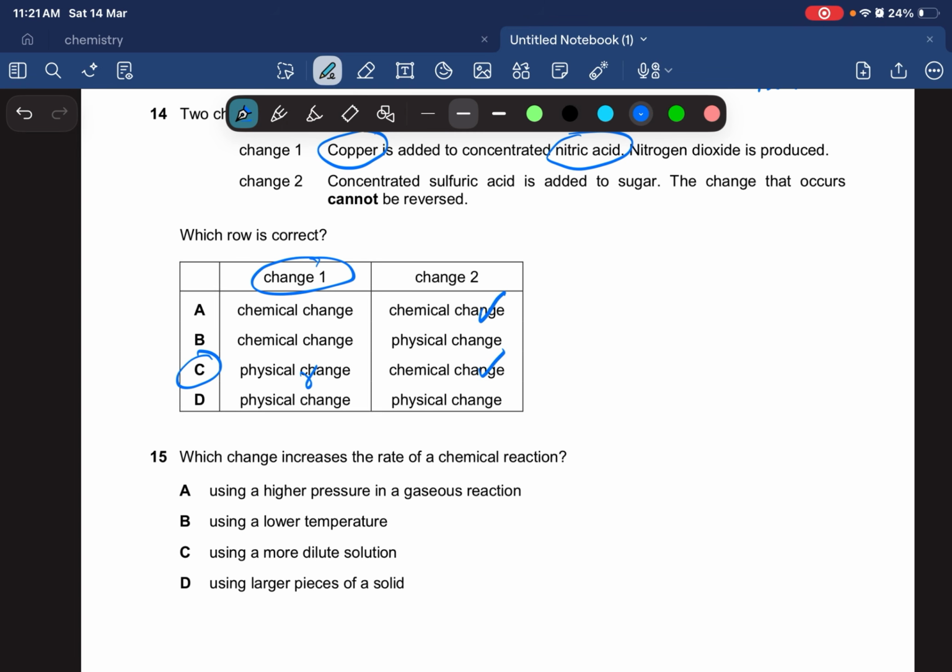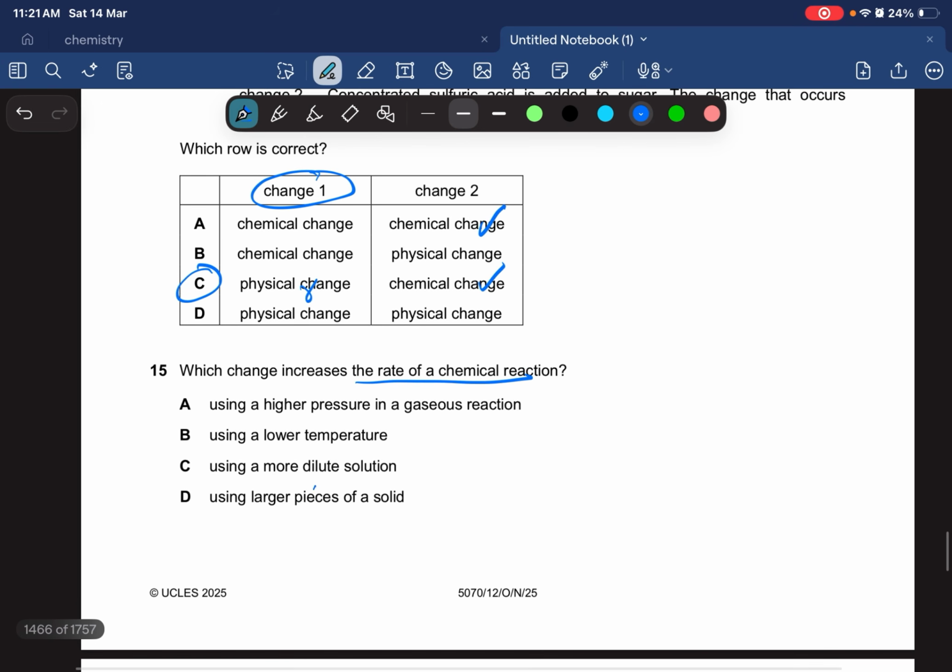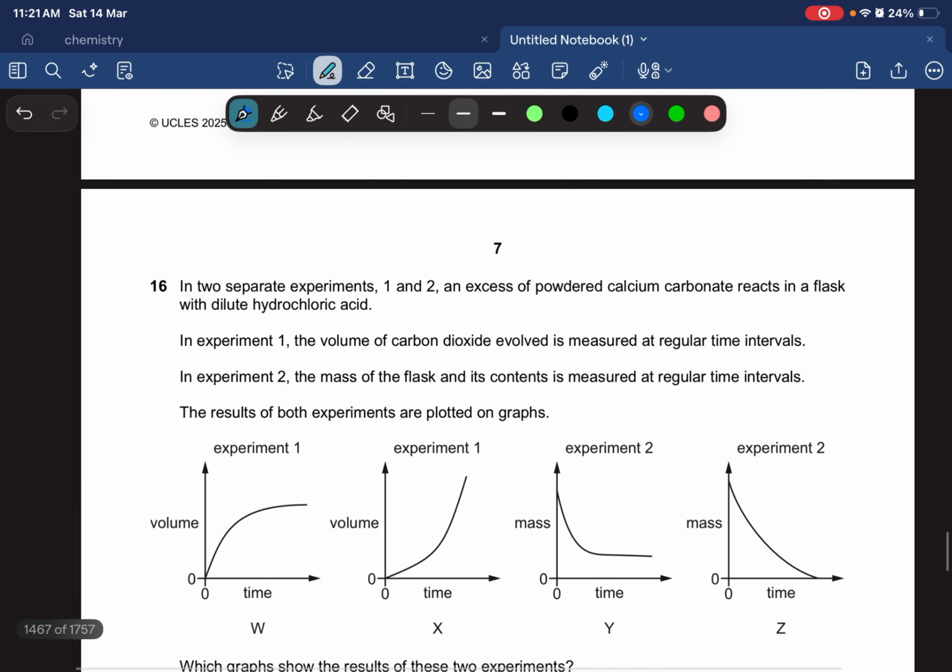Which change increases the rate of a chemical reaction? Using larger pieces, no. Using more dilute, no. Using a lower temperature, no. Using a higher pressure, yeah, that's correct. Because when you increase the pressure, what do you do? You intentionally move the particles closer together, so they're going to react faster.